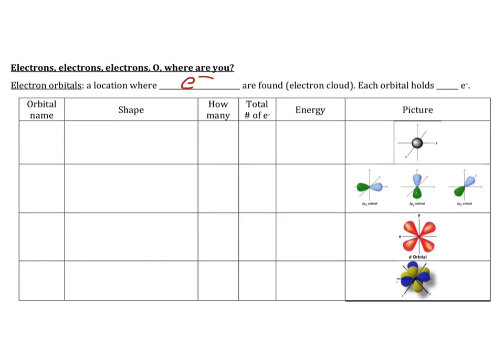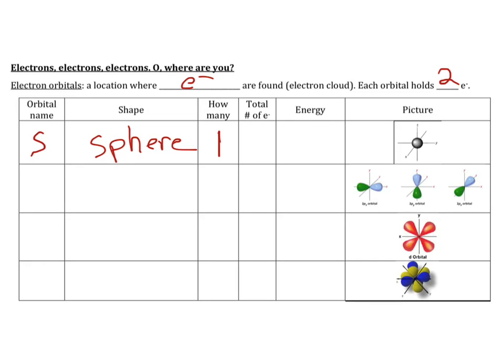Now, something to keep in mind, each orbital can hold a total of 2 electrons. This is very important. Keep that in mind. Every orbital can hold 2 electrons. Now, let's go ahead and talk about the 4 types of orbitals that exist within the electron cloud. The first type, they're called s orbitals. Now, s orbitals have a spherical shape, so they're shaped like a sphere, and they have a total of 1 orbital. So s orbitals have 1 orbital.